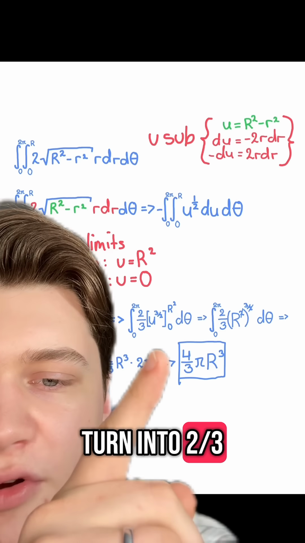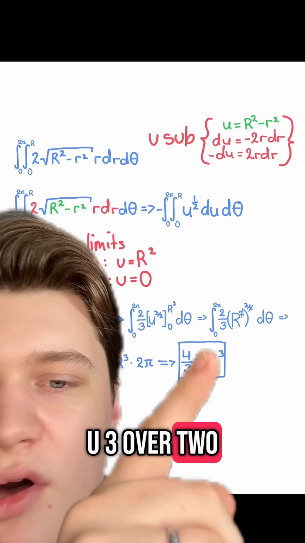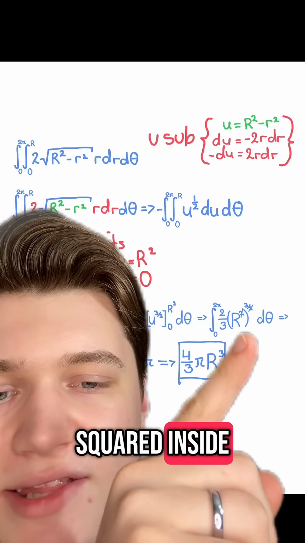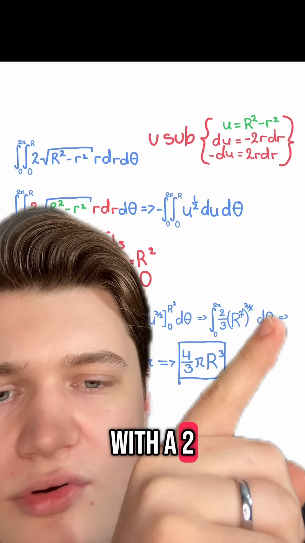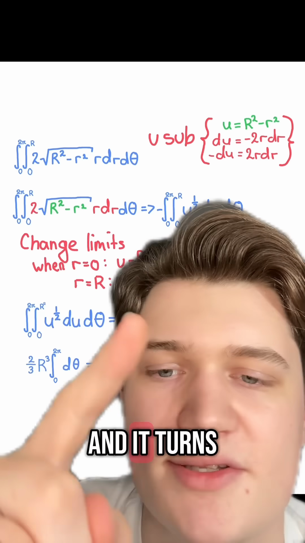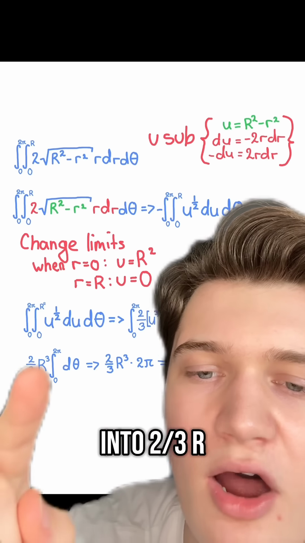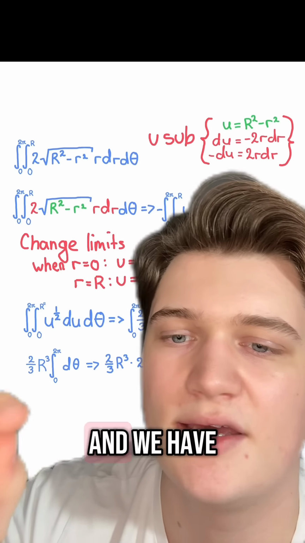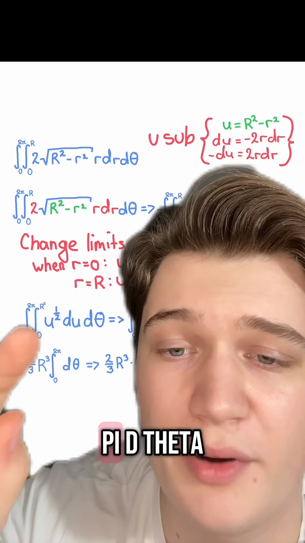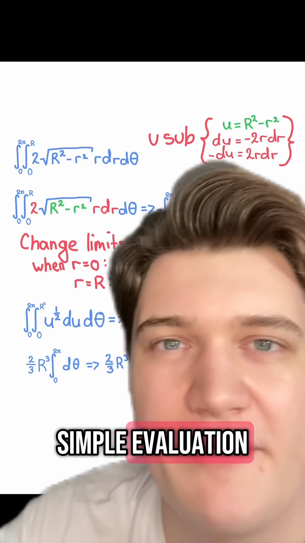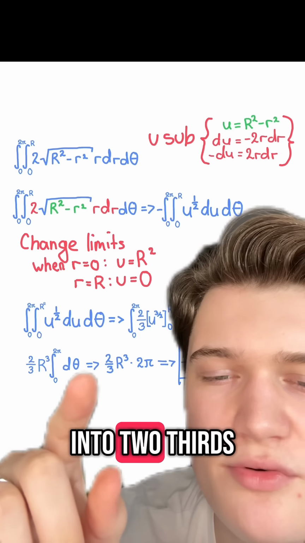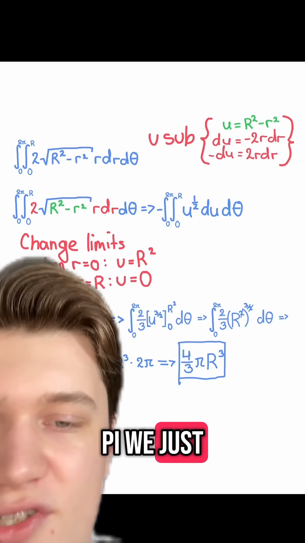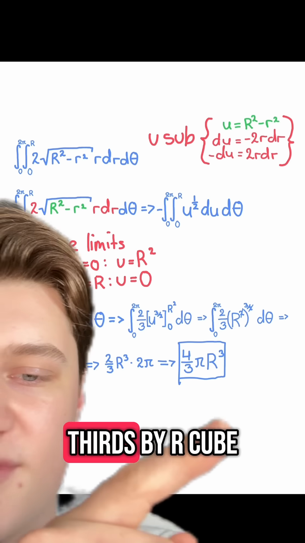So our next step is to evaluate the integral with respect to r, which is going to turn into 2/3 u to the 3/2 from 0 to R squared, where we have R squared inside, which cancels out with the 2 in the denominator and exponent, and it turns into 2/3 R cubed. That goes in front of the integral because it's a constant, and we have the integral from 0 to 2 pi d theta. That's a very simple evaluation, so it turns into 2/3 R cubed multiplied by 2 pi. We just do simple algebra and we get 4/3 pi R cubed.